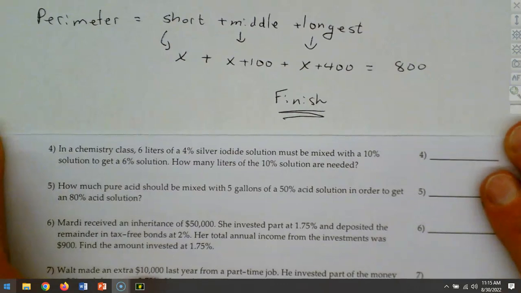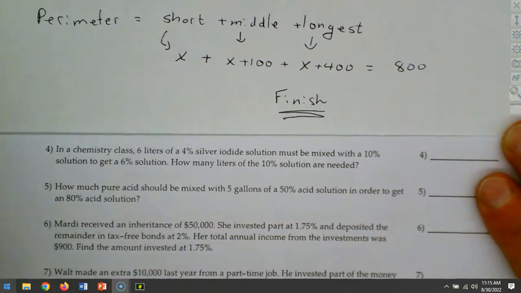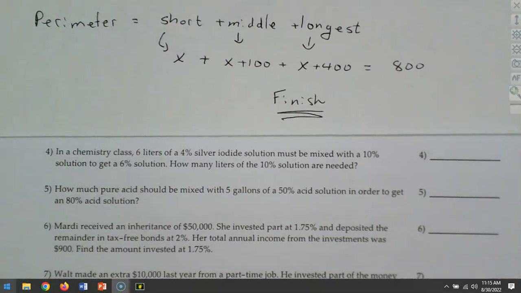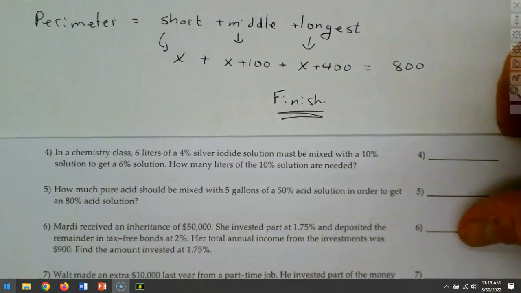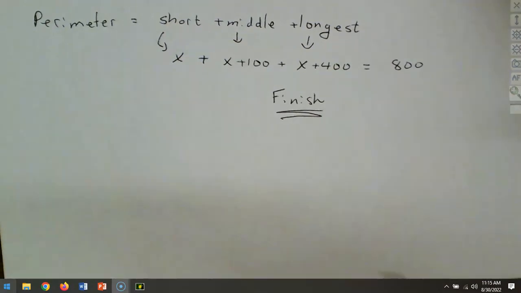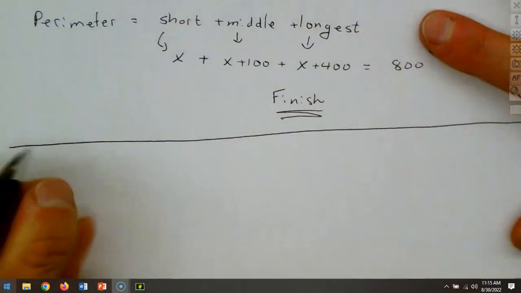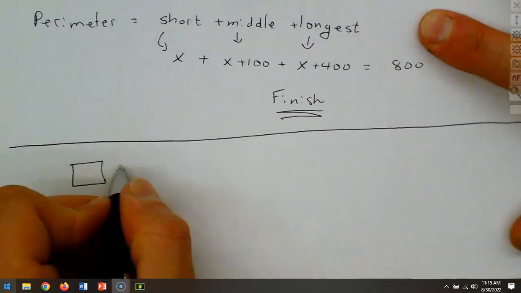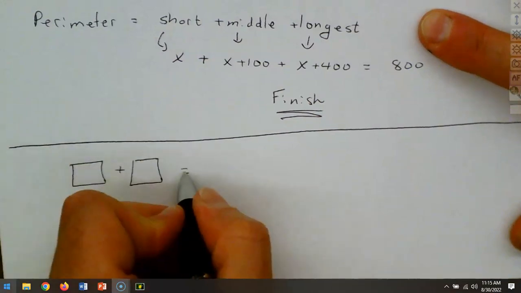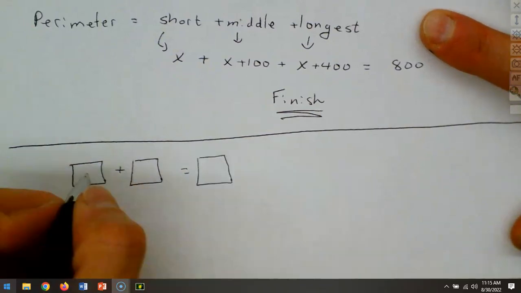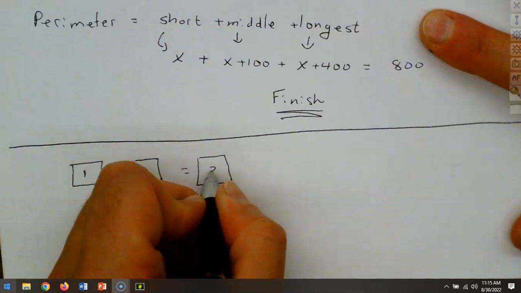So now let's begin on this one. And again, I'm going to set it up, but I'm not going to completely solve it. In a chemistry class, 6 liters of a 4% silver iodine solution must be mixed with a 10% solution to get a 6%. When we make our diagram, we're going to find the amount and the percentage rate of each one of these containers, and we're going to multiply to get our pure.